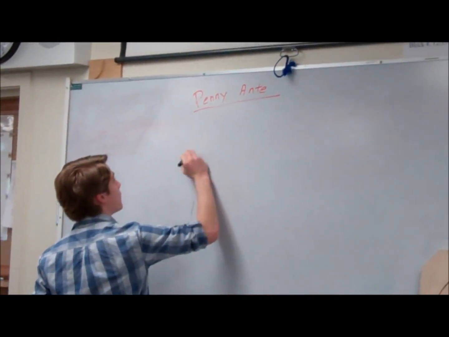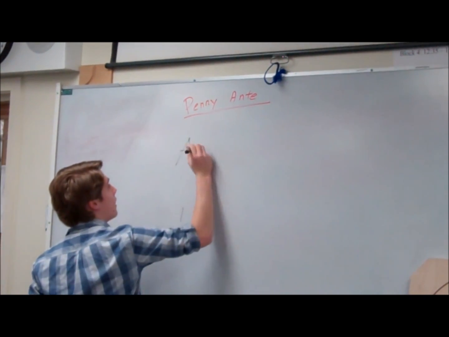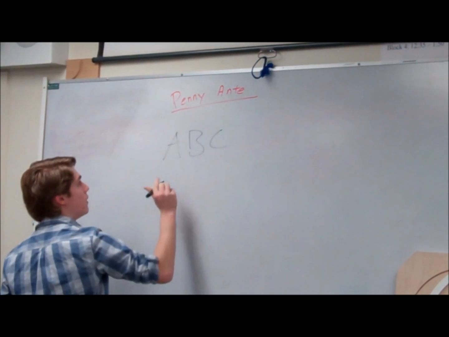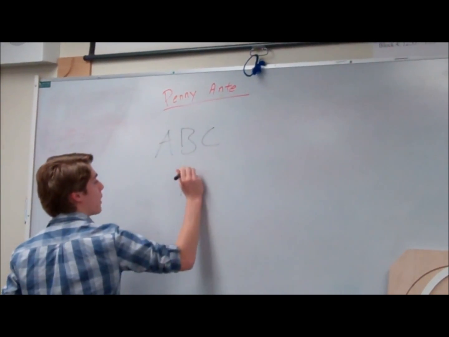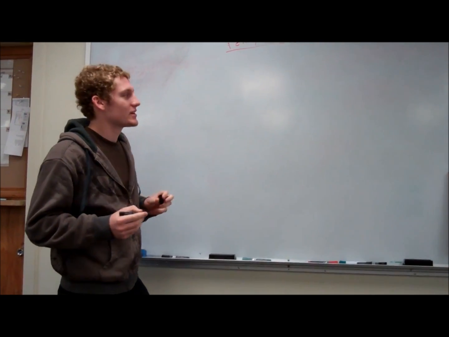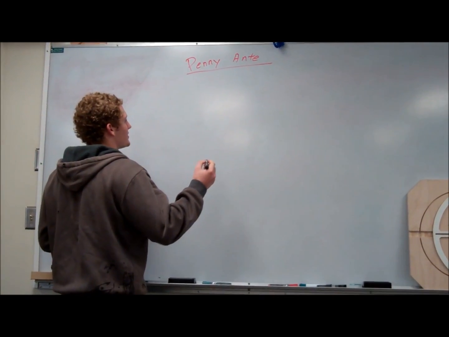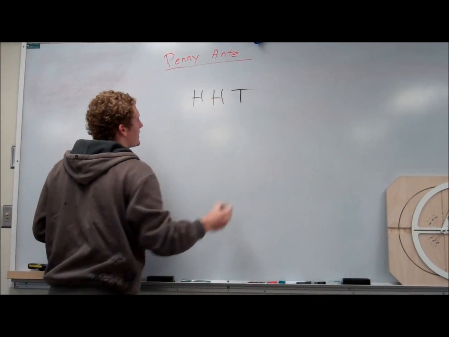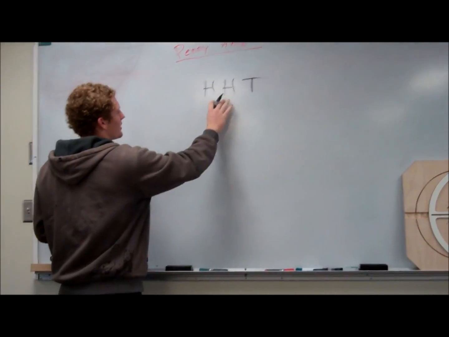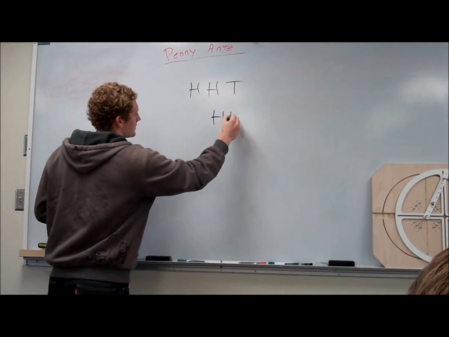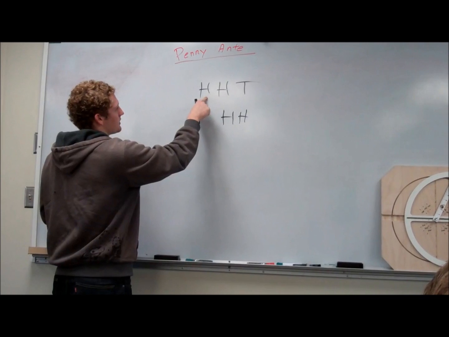So someone chooses A, B, C, and you take A and B, bring them down here, and then you choose. Another explanation: say they choose heads, tails. Then you take their first 2 letters and put them as your last 2 letters, and take the opposite of their first letter.